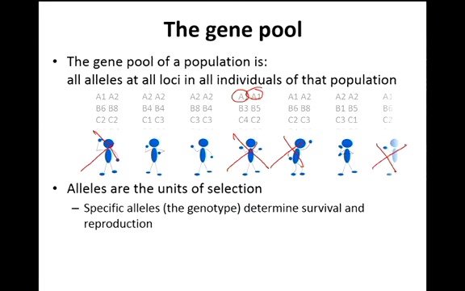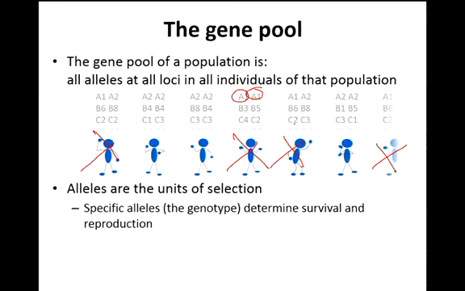So if having the A1 became bad, then that's what would happen. Okay? Now, if having C3 was bad, and let's pick a number that's not going to kill everyone, if having C2 was bad, then this person would die, but he's already dead, so that's okay.